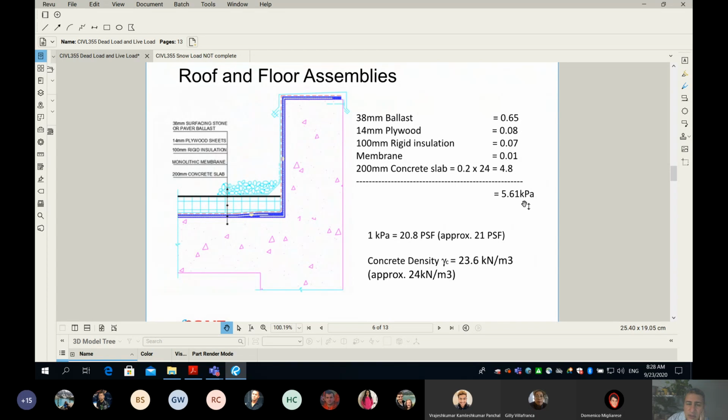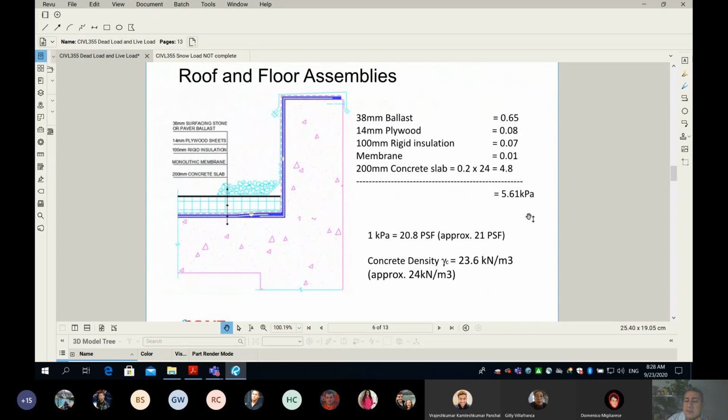Guys, I want to remind you, and I know probably all of you know that, kPa means kilonewton per meter square. Which means a square meter of this roof, including all those layers, will simply be 5.61 kilonewton, because that's the weight per unit area.